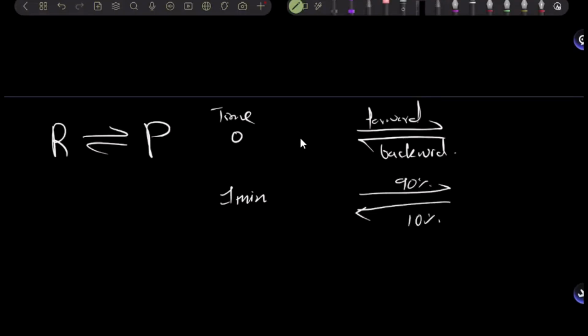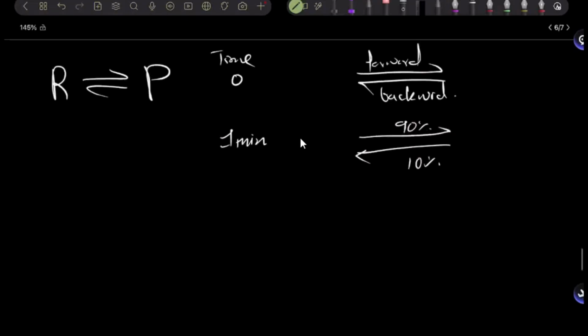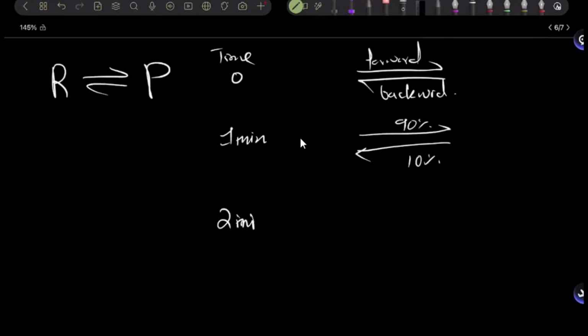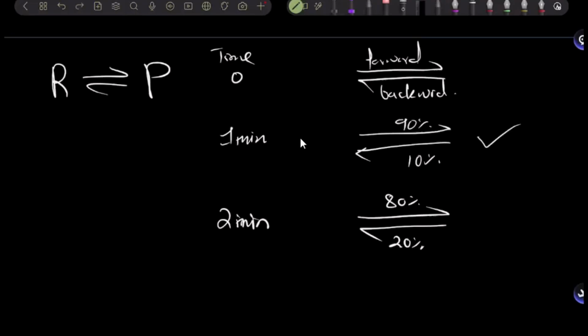Now, has equilibrium been established? You'll have to come after some interval of time and then check again. If it stays the same, that means equilibrium was established and they decided that 90% would go forward and 10% of the product would convert back into reactants. All right. But you came after 1 minute again, and then you saw that this has changed. 80% is now converting into product. The forward reaction is 80% and 20% is backward reaction. So it changed. That means equilibrium wasn't established over here, right?